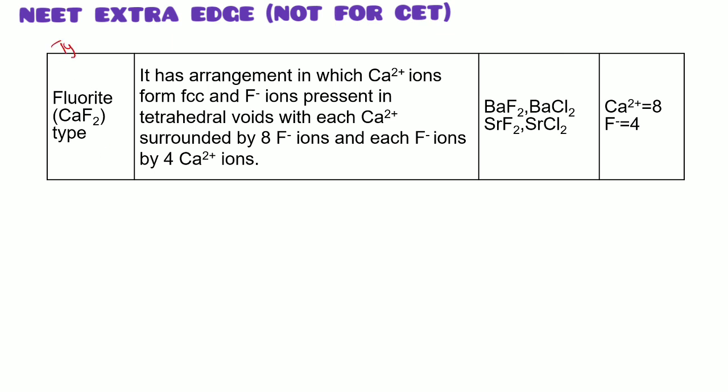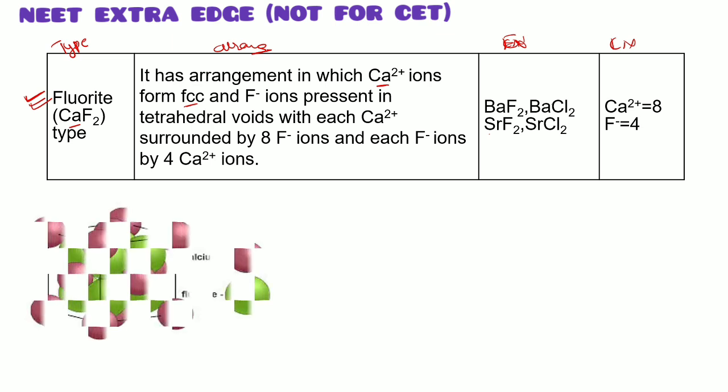So this is the type of structure and this is the coordination number. So this is an example, and this is the coordination number, and this is the arrangement of the particles. So the first one, remember, we call it the fluorite type of structure. See, fluorite type CaF2, not only CaF2, BaF2, SrF2, SrCl2, BaCl2 will be there. In the fluorite type of structure, remember, it has an arrangement in which Ca2+ ions form FCC.